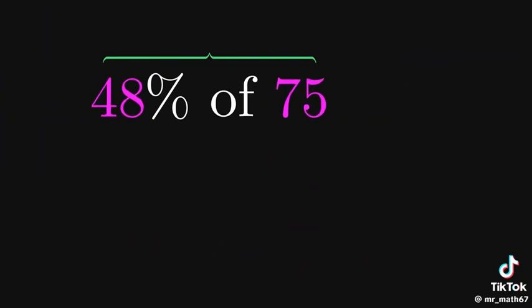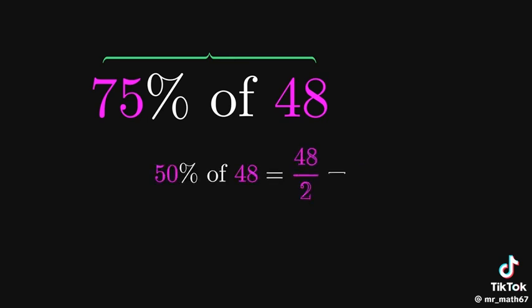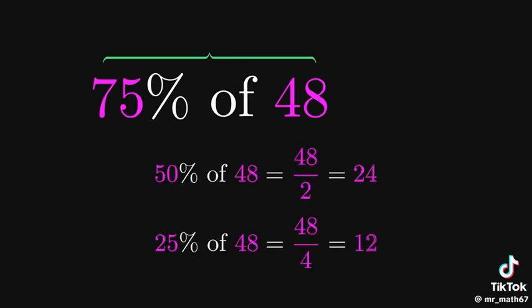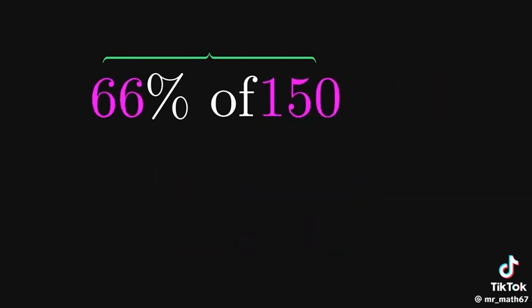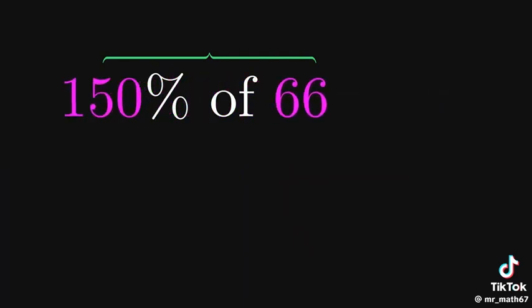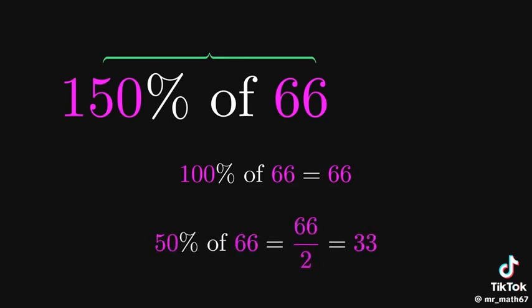48% of 75. You flip numbers and it is pretty easy. Half of 48 is 24, and 25% is 12. 24 plus 12 is 36. So the answer is 36. Next one is 66% of 150. Rather, we calculate 150% of 66. In this case, we calculate 100% of 66, which of course is 66, plus 50% of 66, which is 33.